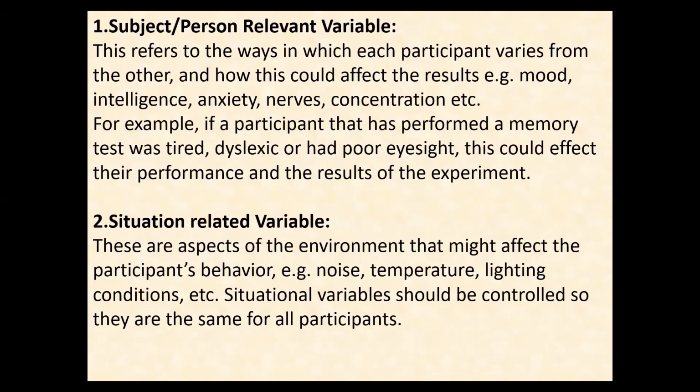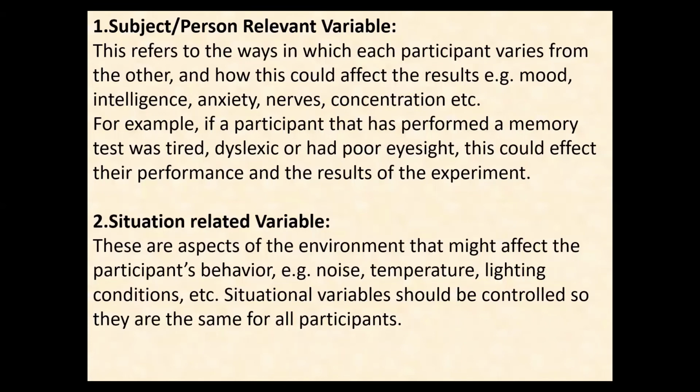Second is situation relevant variable. These are aspects of the environment that might affect the participant behavior. For example, noise, temperature, lighting condition. Means all the characteristics of the situation, all those things that are happening in the environment come under the category of situation related variable.